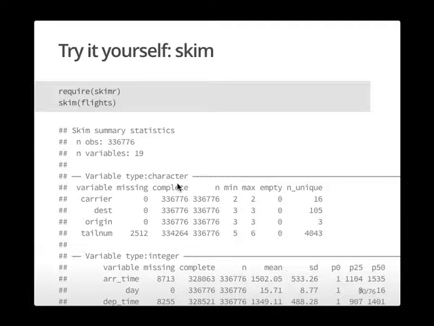So what skimr does is it provides you a summary for every single variable in your data set, which can be quite useful. It will tell you how many missings there are, how many completes there are, the minimum, the maximum, the number of empties, so these are character variables, the number of unique labels, and then things like mean, standard deviation, the 0th percentile, the 25th percentile, the 50th percentile, etc. I've not printed everything, but play around with this package because it will give you a summary of your data set all in one go.